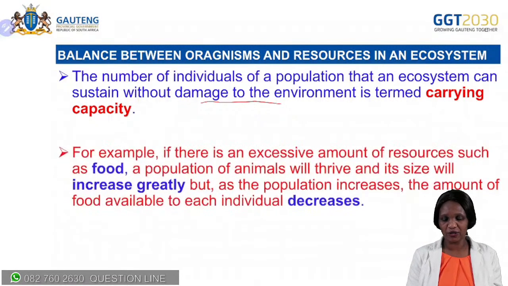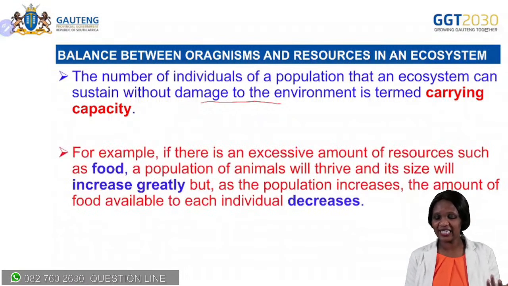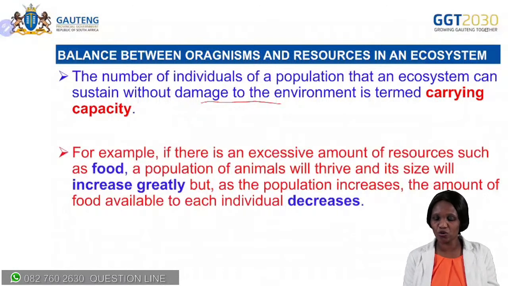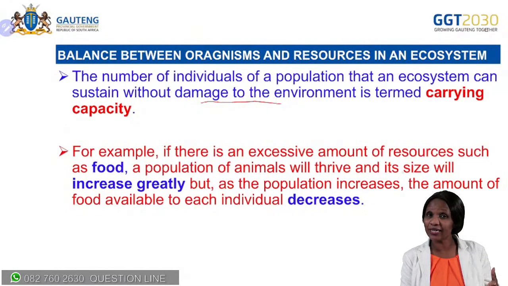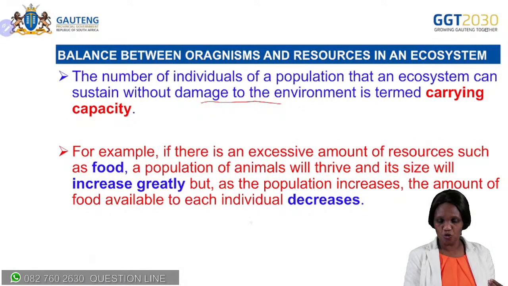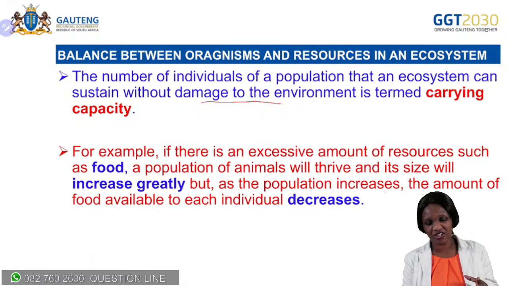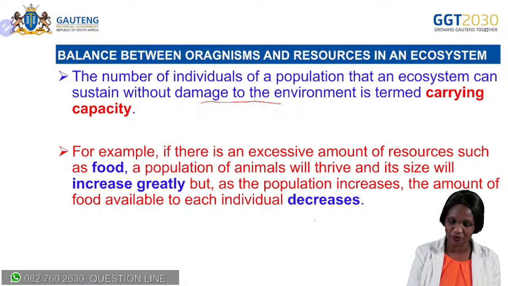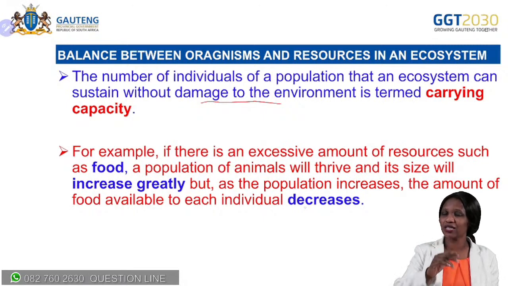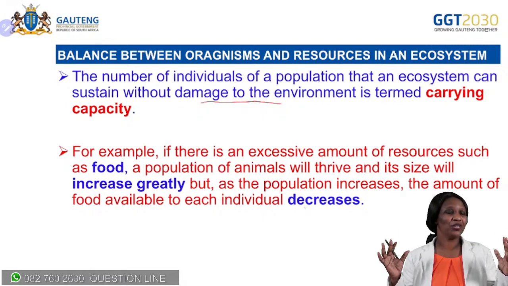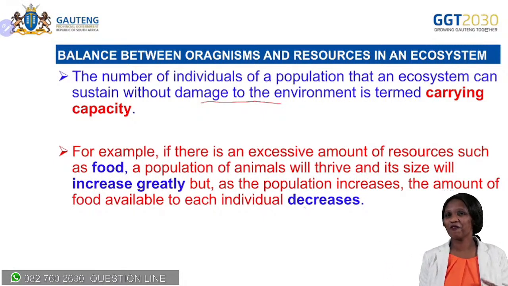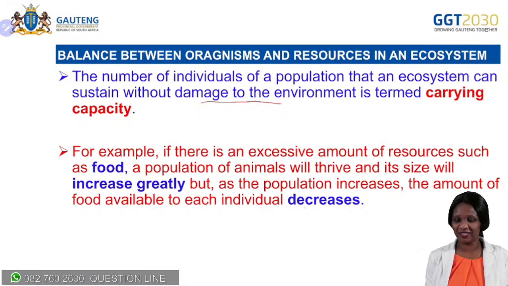If we're talking about that, it can be an excessive amount of resources such as food. A population of animals will thrive and its size will what? It will increase greatly because there is bountiful food. But as the population increases, the amount of food available to each individual decreases because the animals are increasing in number now. Do you get that? Tricky, isn't it? All right. That's why we've got food chains, we've got food webs.